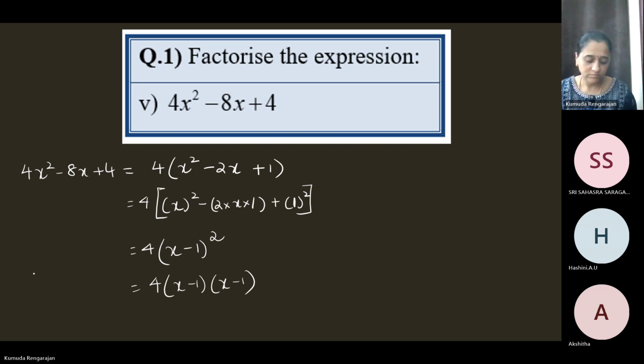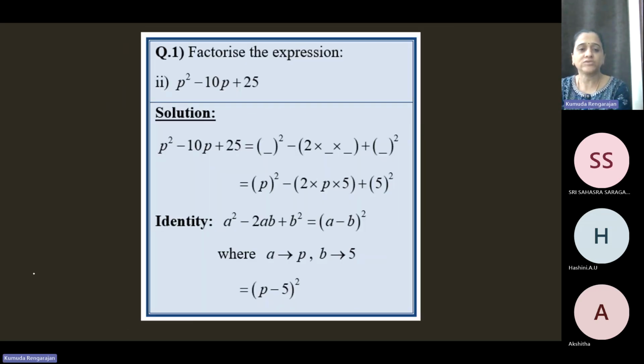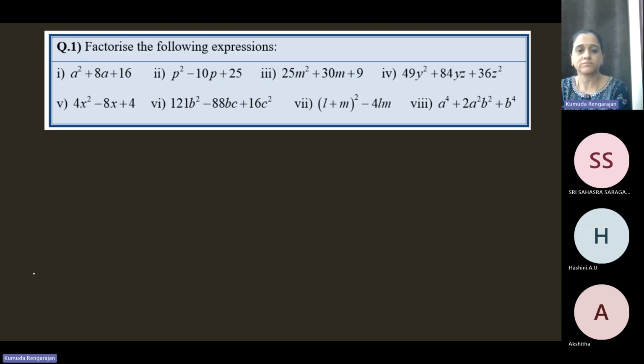All right, this is the answer for the fifth one. Awesome. Take down the other questions as homework, children, or I'll share the image on WhatsApp. Please complete the remaining questions by the next class.